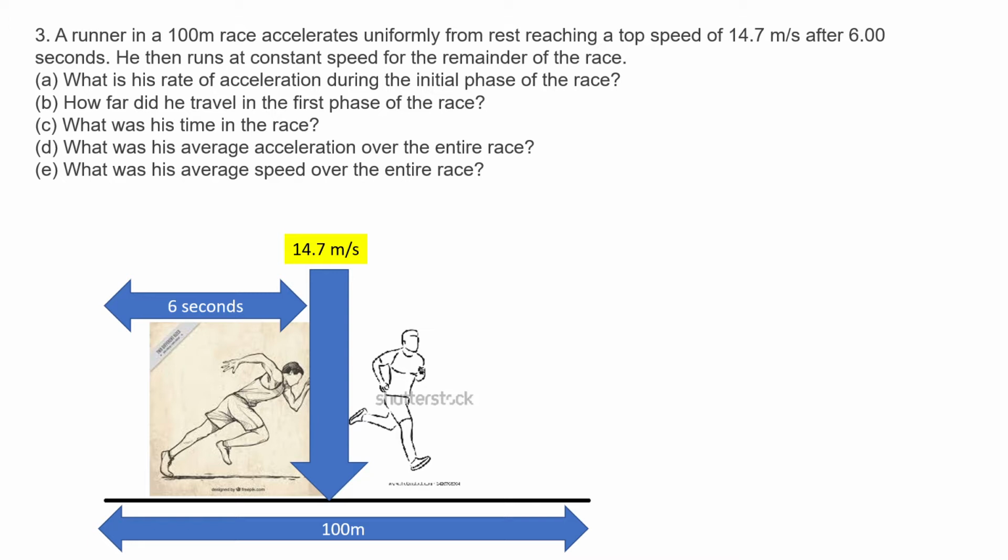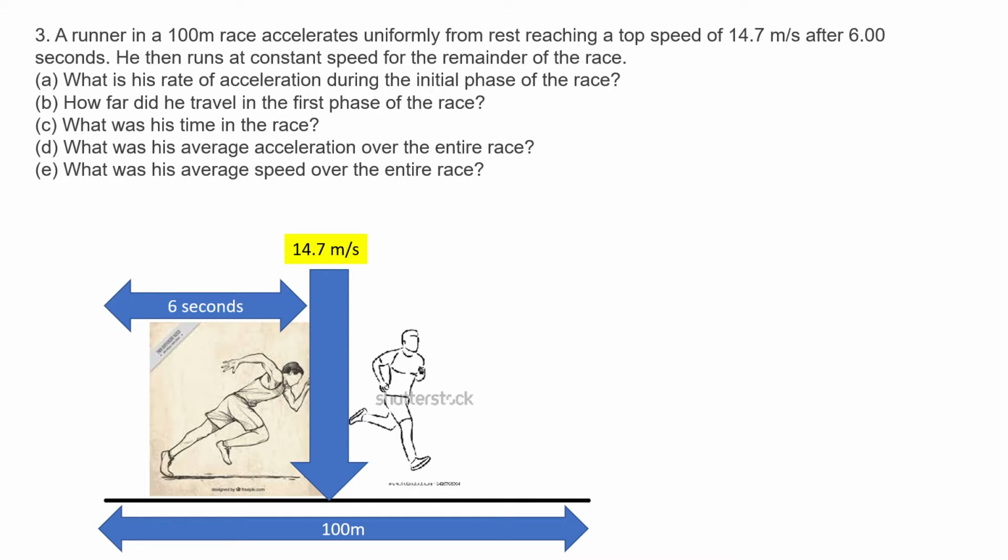Okay, so I have drawn a diagram in the slide. Can you see that the whole distance is 100 meters? Now this is not to scale. And can you see that he was accelerating for 6 seconds? So what does from rest mean? From rest, it means that he is starting, meaning that he wasn't moving in the beginning. So his speed is zero. From rest means from zero.